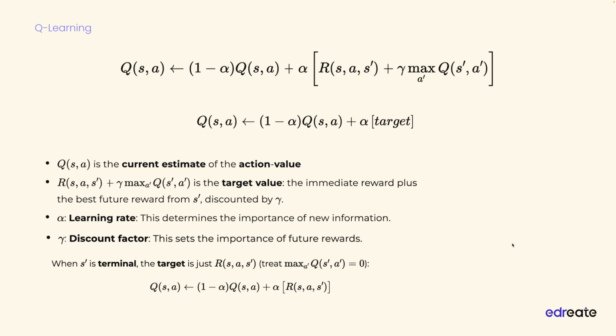Let's break this down. Here, Q(S, A) is the current estimate of the action value. Now this whole term right here, which is the reward plus discounted Q value, is called the target. We can also see a new term here, which is alpha. This is the learning rate. This determines the importance of new information. We'll talk about this in detail soon. And then we have the discount factor. This sets the importance of future rewards.